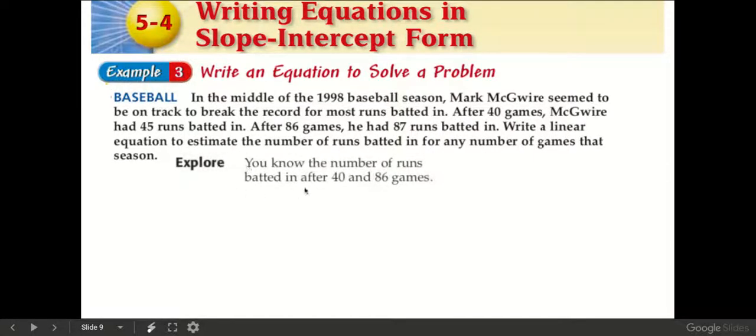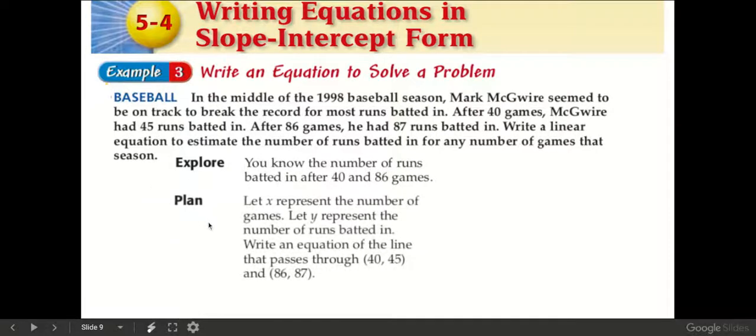So first, let's explore. Well, we know the number of runs after 40 games and after 86 games. And so we're going to let x represent the number of games.